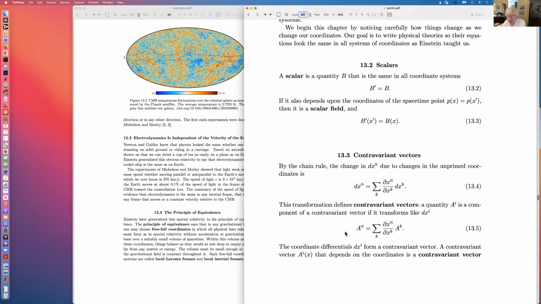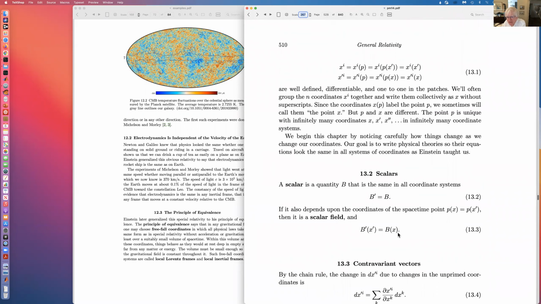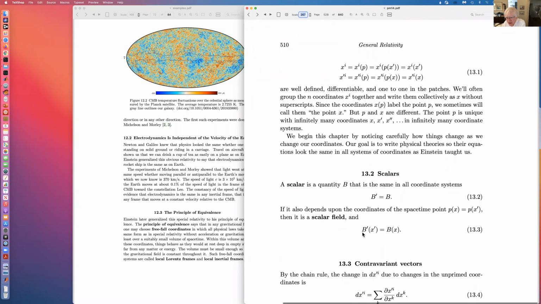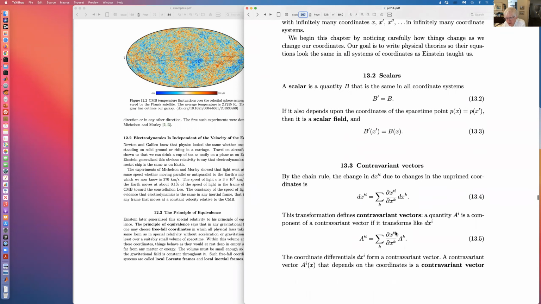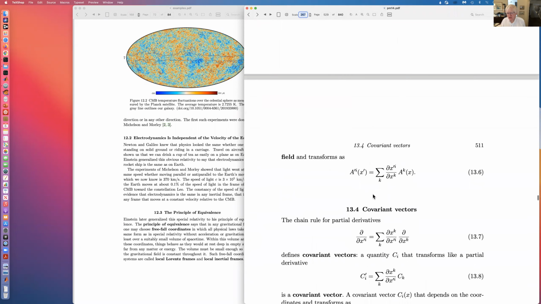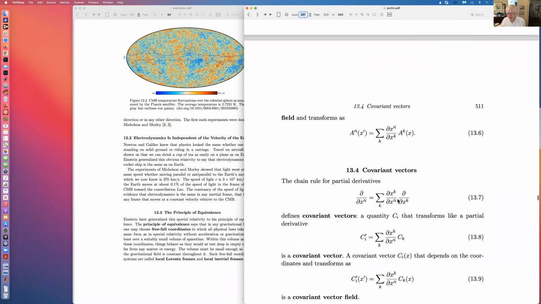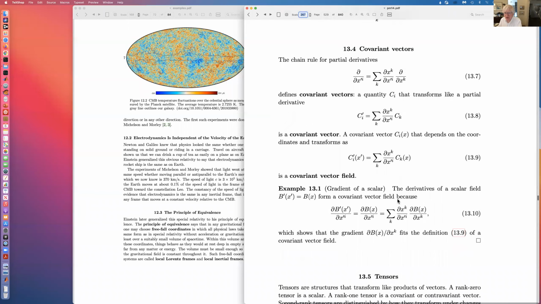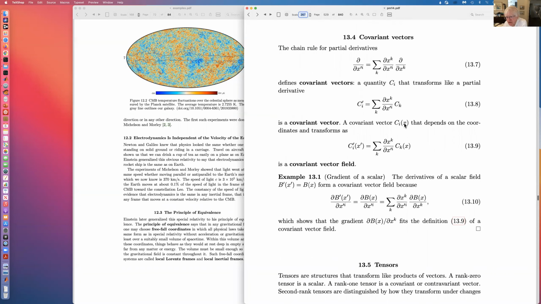So just to review, basically something that doesn't change under a change of coordinates, that's a scalar. Something that transforms like coordinate differentials, that's called a contravariant vector. And something that transforms like derivatives, that's called a covariant vector. And if the covariant vector depends upon space-time, then it's called a covariant vector field.